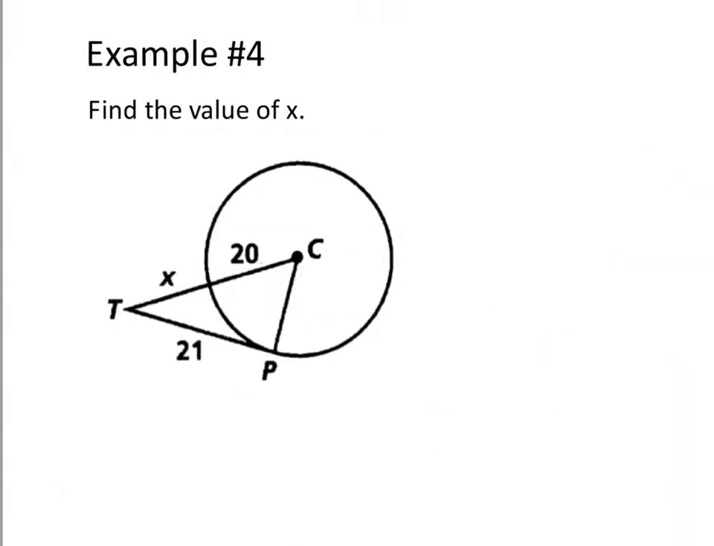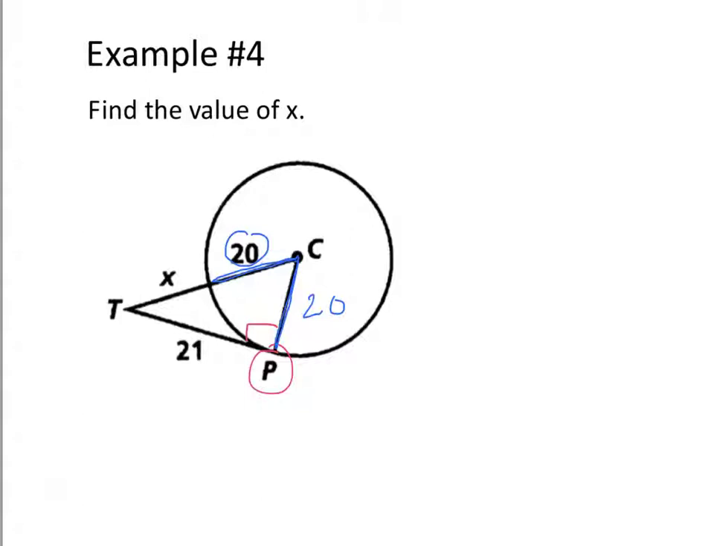Here's my third example of using that theorem that says a radius and a tangent are perpendicular. So in my example, I have circle C, and my radius is CP, and my tangent is PT. My point of tangency is P, so this right here is my right angle. So now I just have a right triangle. Now what's interesting about this example is 20 is the radius. Well, CP is also a radius. So if 20 is the radius, then I know this radius is also going to be 20 as well.